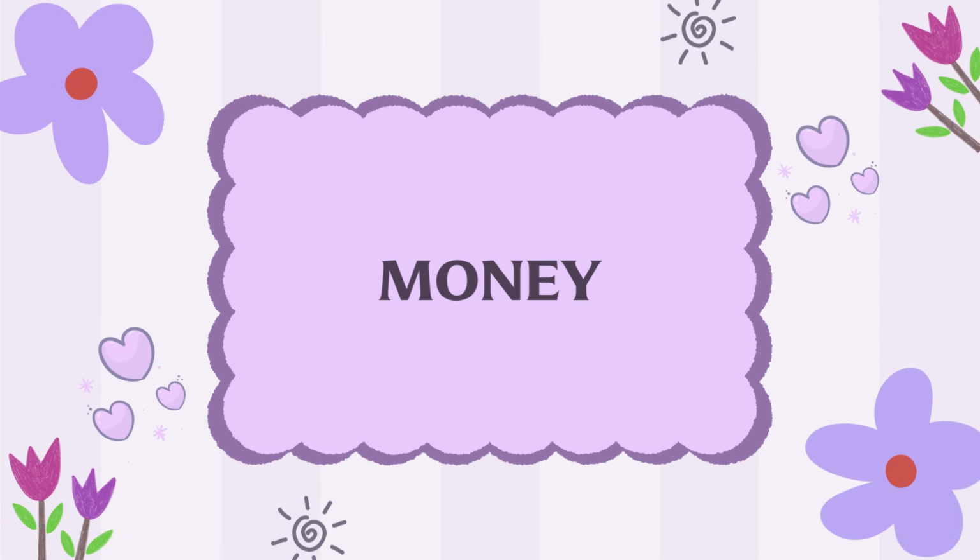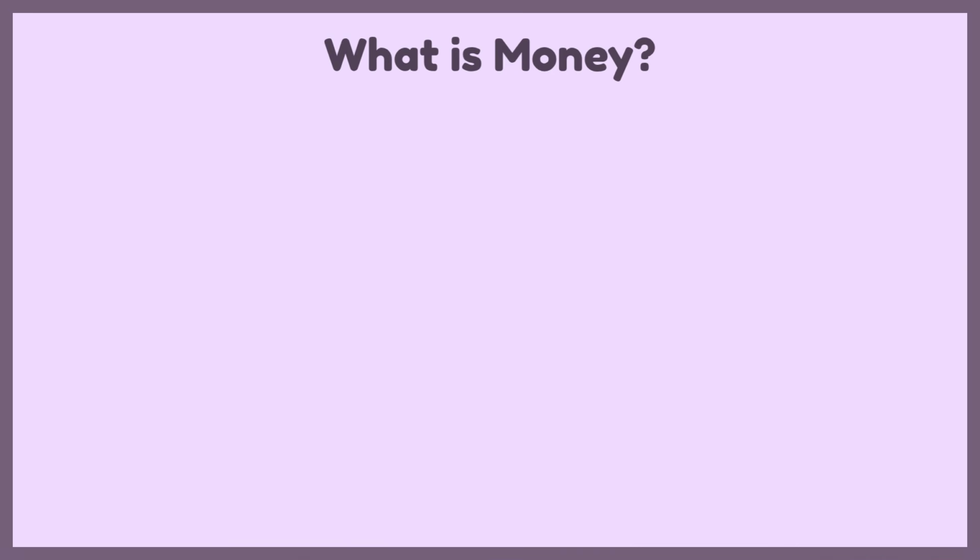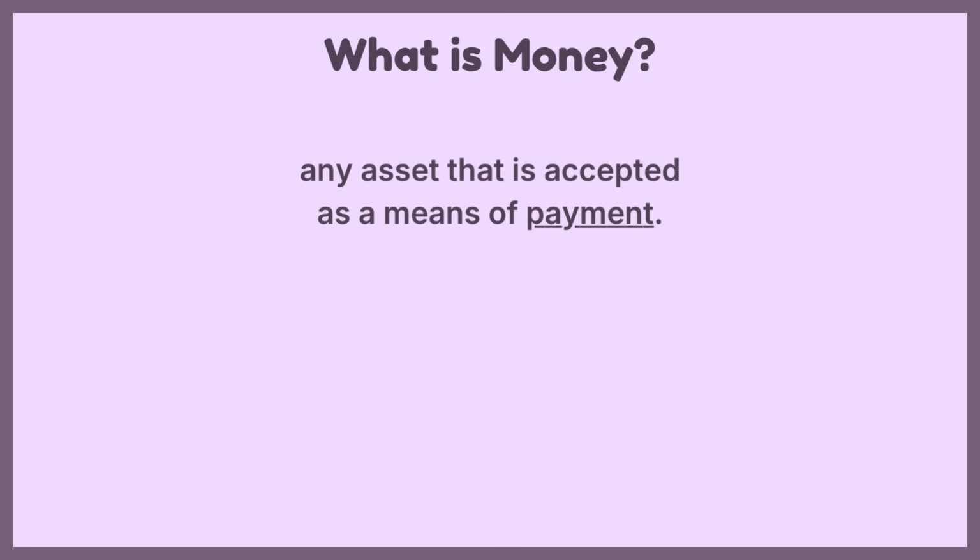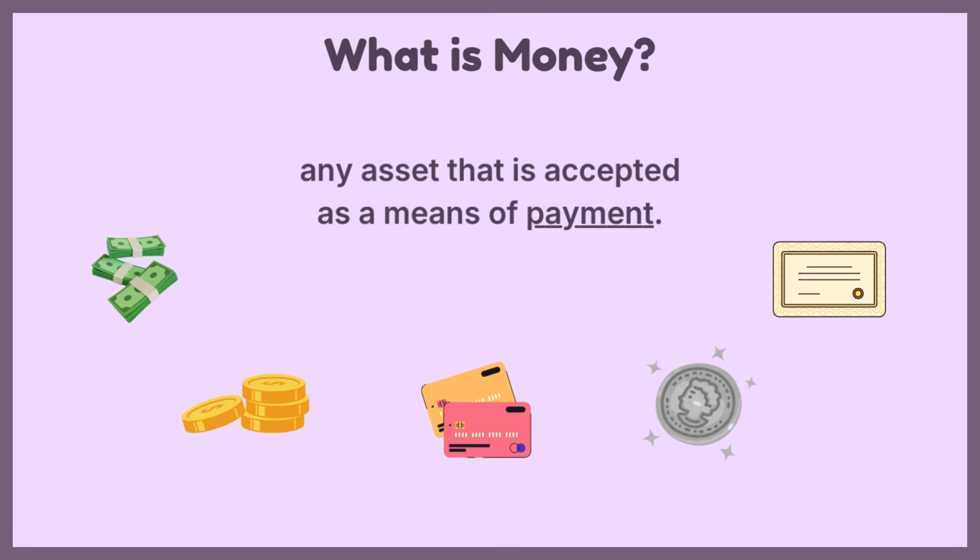Today's video will be all about money. Let's get right into it. First, you will need to know the formal definition for money. Money is any asset that is accepted as a means of payment. This can include things like paper cash, coins, and checking accounts. We will go further into the different types of money later in this video.